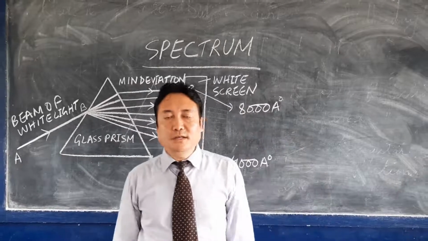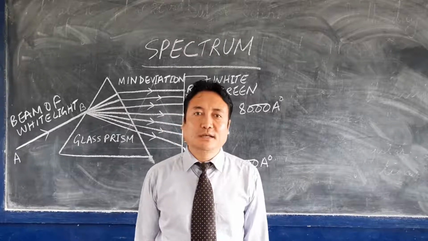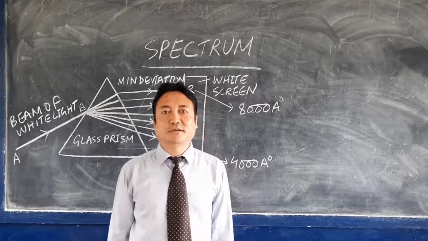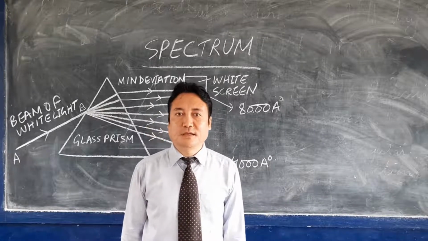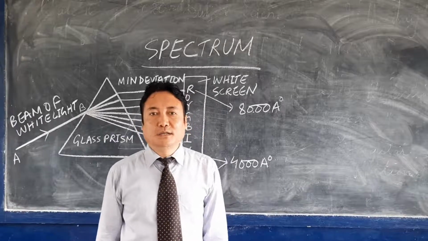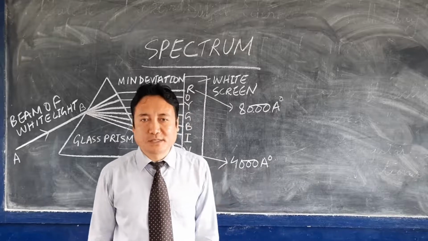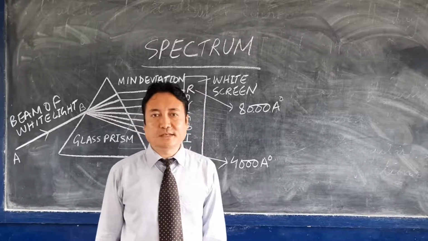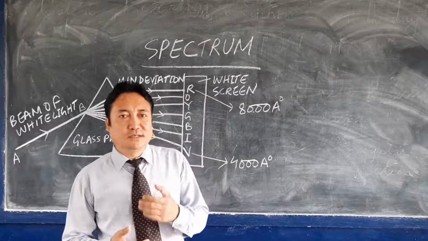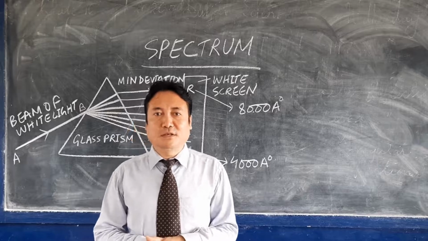Good morning, dear children. We'll start a new chapter today, spectrum. And this is the last chapter of light. Now, before we come to the term spectrum, let us discuss the dispersal of light. We will discuss three things today: the dispersion of light, then the spectrum, and the cause of dispersion.